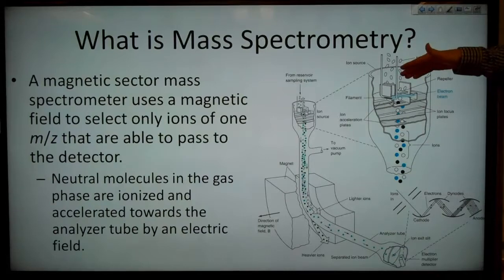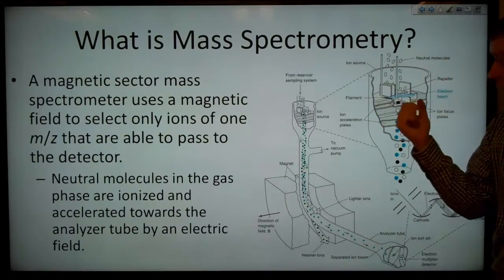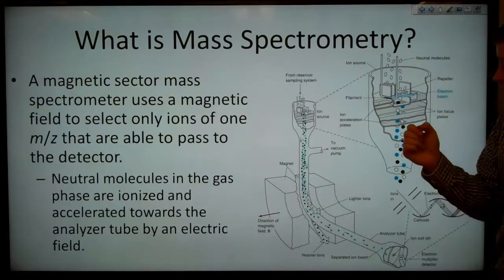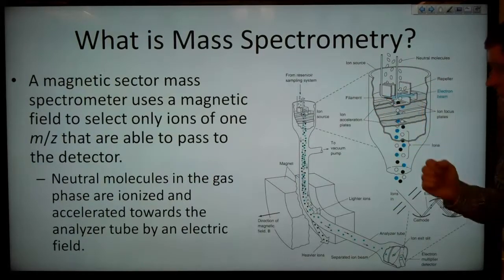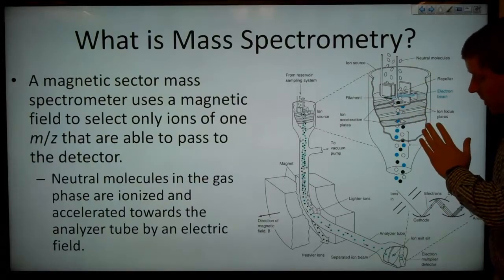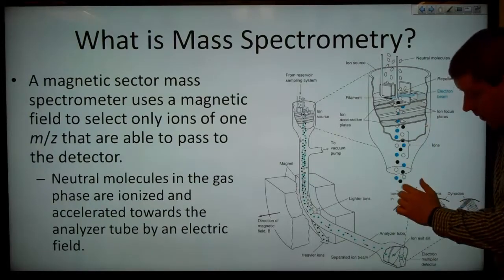So we've got our neutral molecules coming in. We've got a filament here that emits some electrons. Those electrons are used to ionize our molecules into ions. Those ions are then accelerated through some ion acceleration plates. They pass through some ion focus plates, and then they come out of our source.